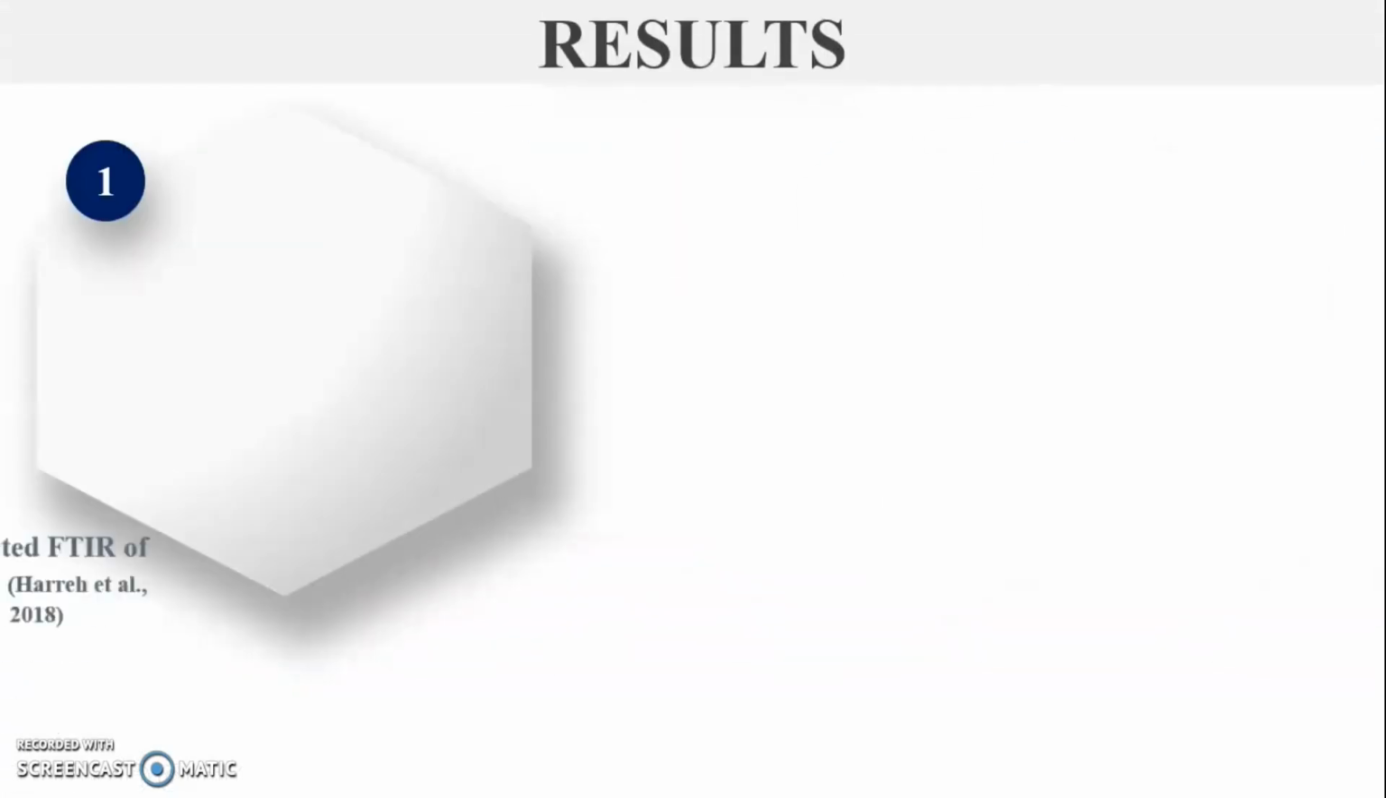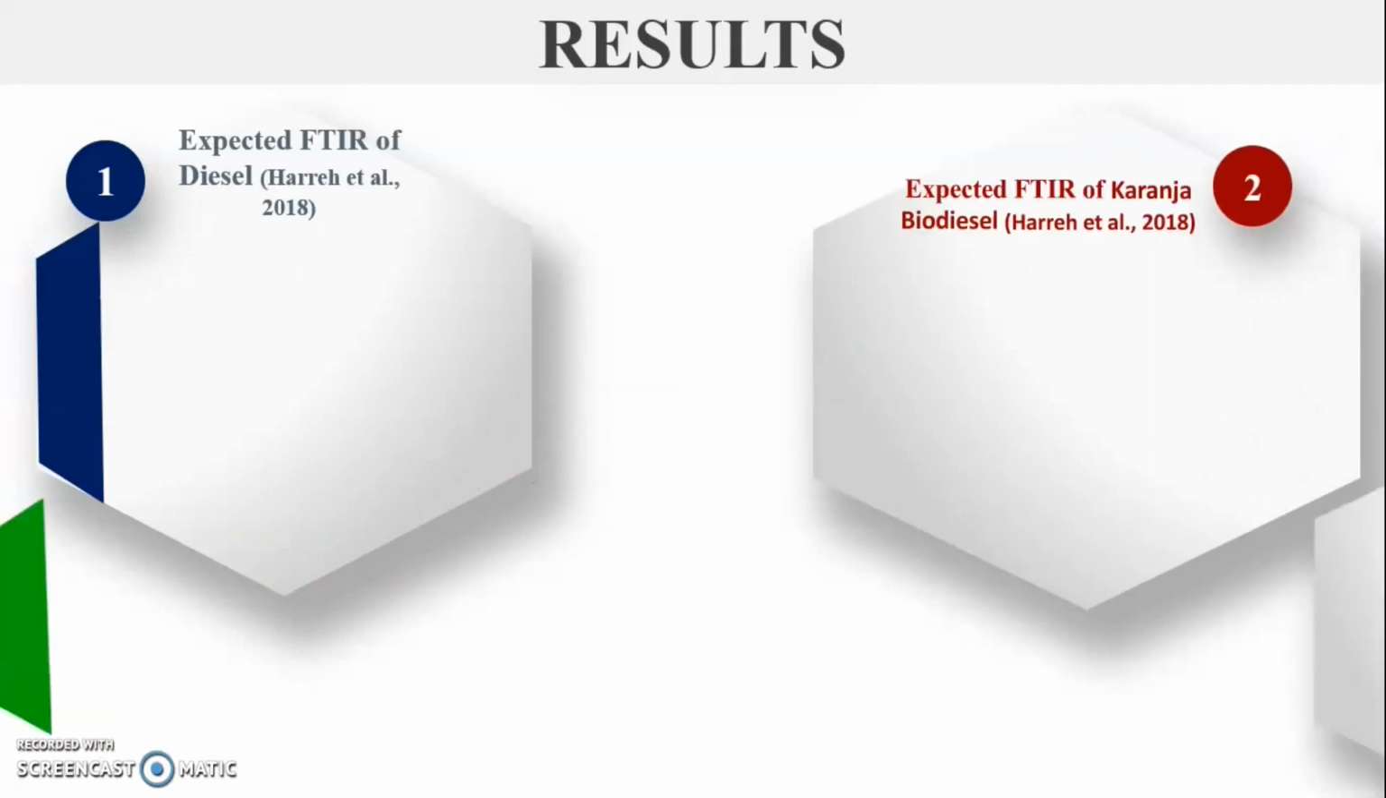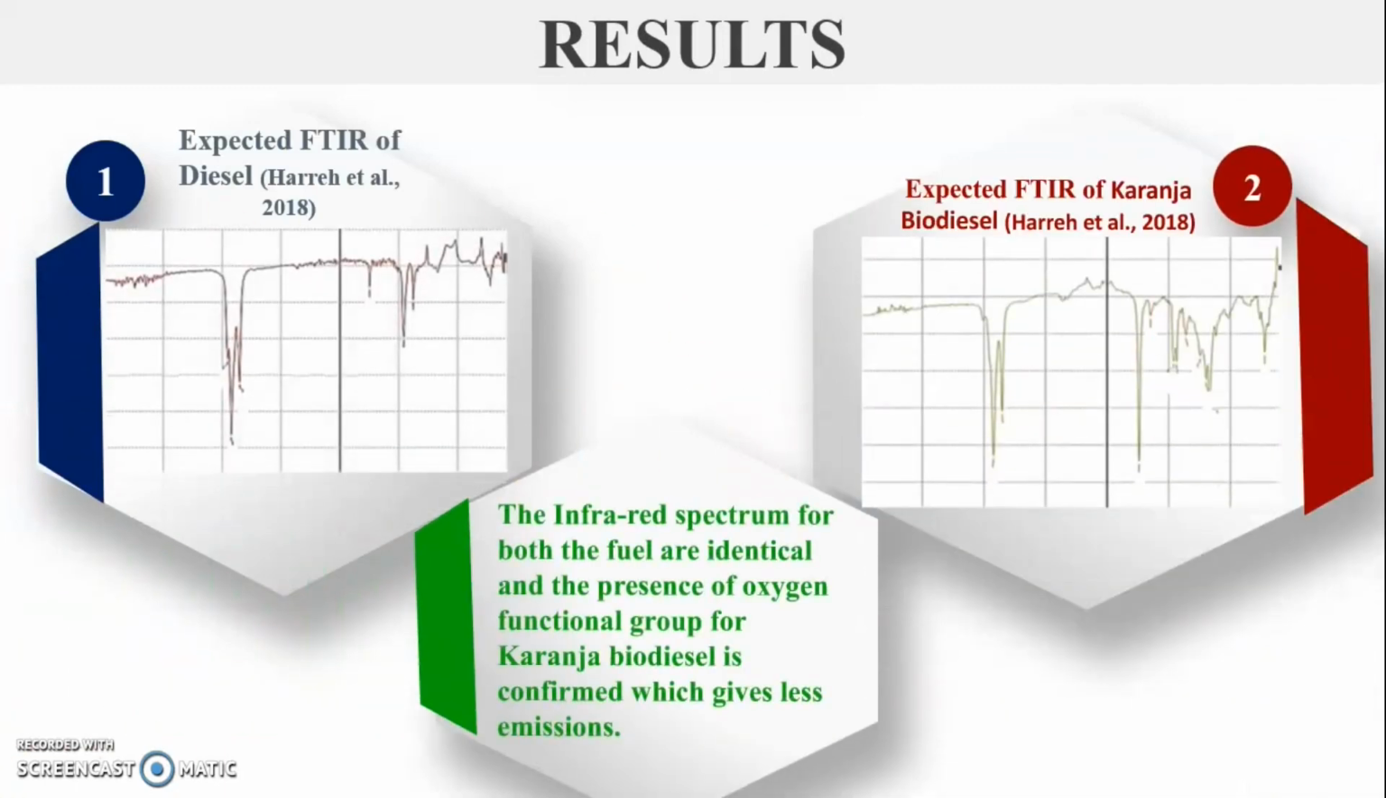So moving on with the results, or I should say expected results, we have the FTIR for both diesel and biodiesel. The infrared spectrum for both the fuel are identical, and the presence of oxygen functional group for Karanja biodiesel is confirmed, which gives less emissions. We can see that here we have the CO functional group and here we have the CN functional group for the Karanja biodiesel. Here CO functional group helps in the reduction of carbon monoxide and CN functional group actually helps in the production of nitrogen.